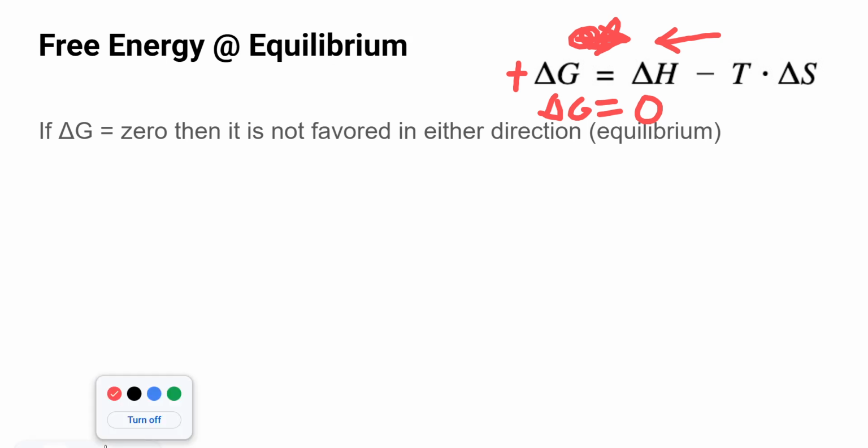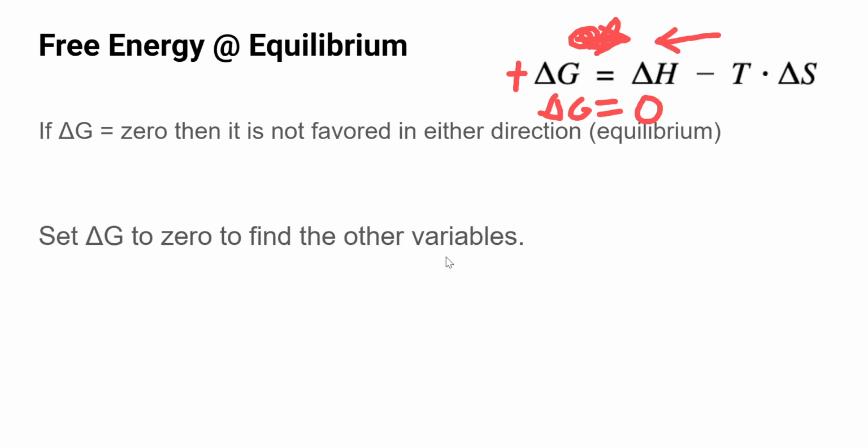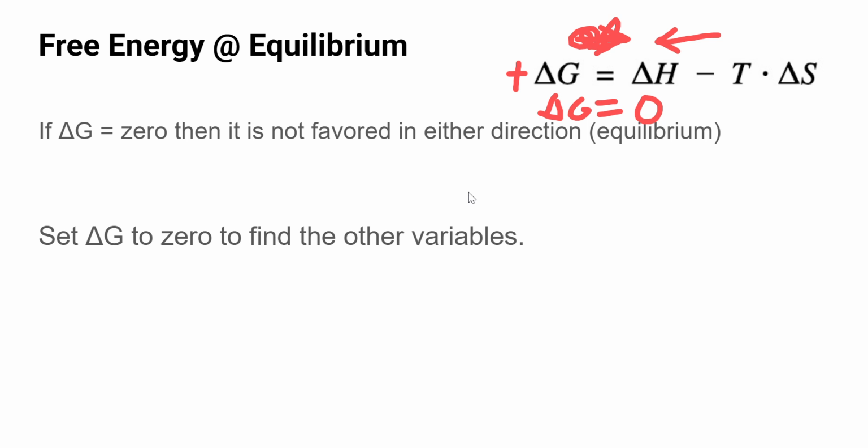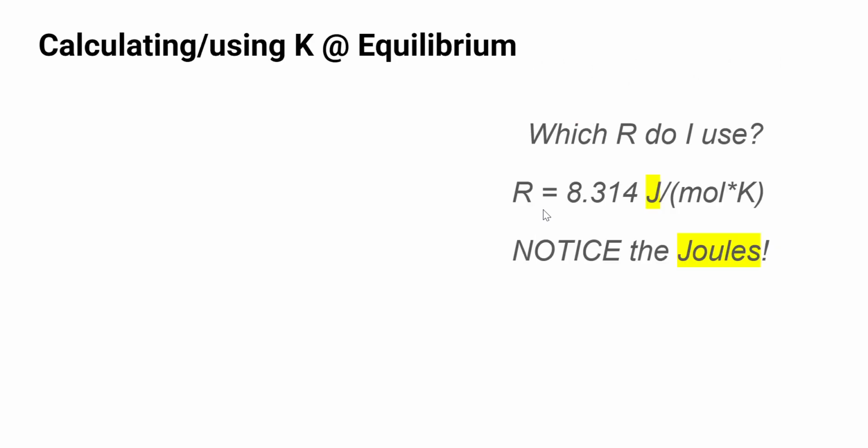Okay, so let's go back here and keep going. You can set delta G equal to 0 to find other variables at equilibrium. They ask you to do this on one of the problems for sure on the assignment. I believe it'll also come up on one of the quizzes.